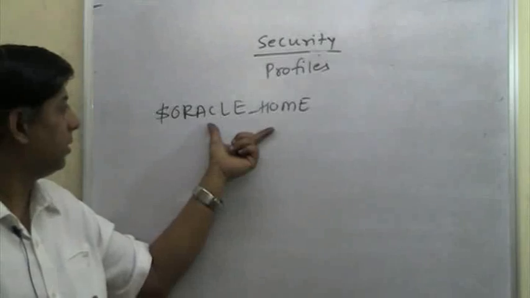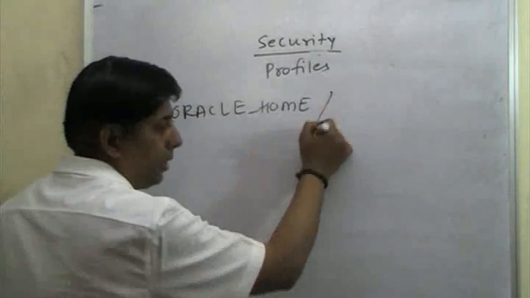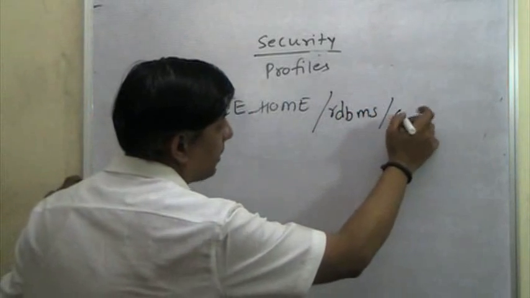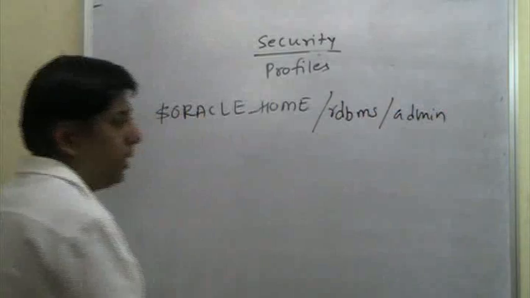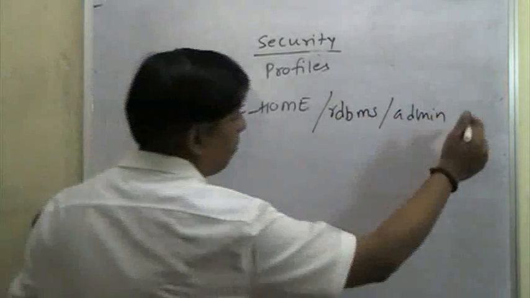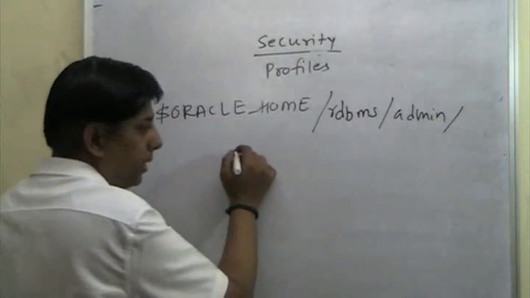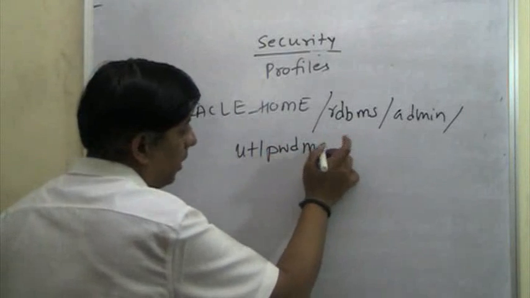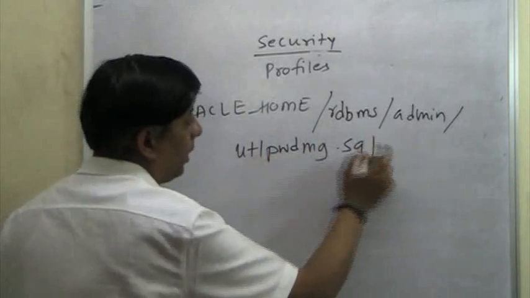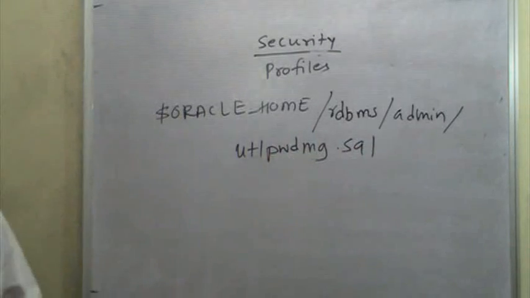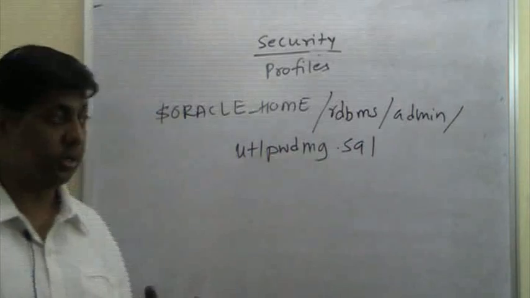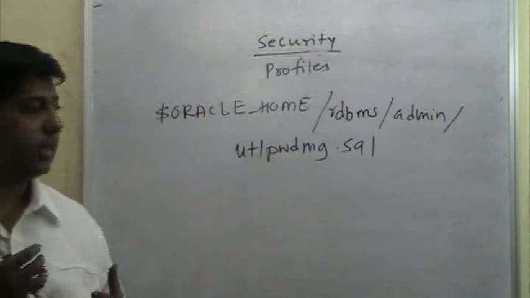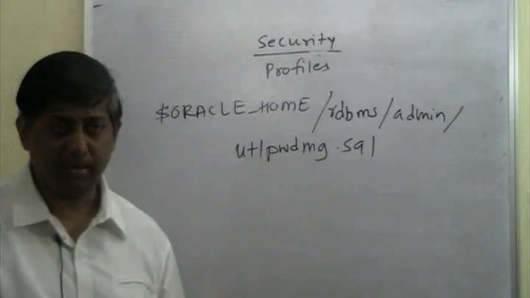So the directory in which the Oracle software is installed, underneath that directory there is another directory called RDBMS. Underneath that there is a directory called admin. And then underneath that, since I don't have space over there, I will write it down here. Underneath that there is utlpwdmg.sql. This is a simple text file which contains the PL/SQL program, the function, which we should be able to go and look at and compile, and that will be used for our profile.